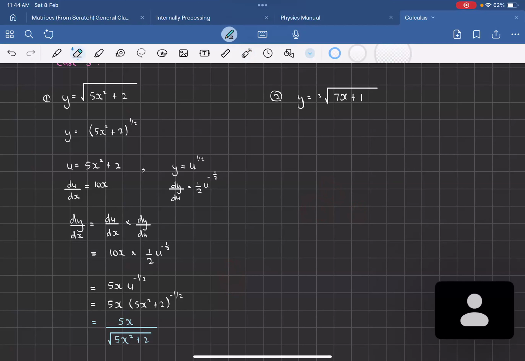You need to know the shortcut method for this. So I'll go over the shortcut method after question 2.